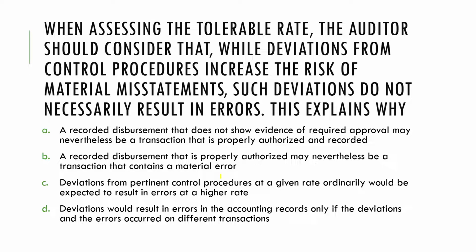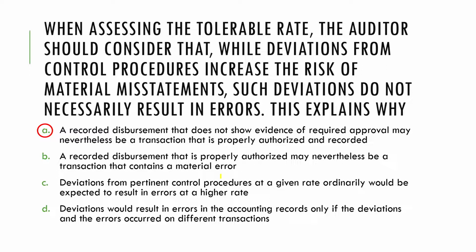It might not. So therefore, we are sure at this point it's neither Charlie nor Delta. So our choices are between alpha and bravo. Again, we are saying deviations increase the risk of misstatement, but they do not necessarily result in error. So let's look for the choice that shows a deviation but not an error. And we will see that choice in letter A. Because letter B is an example of no deviation but with misstatement. Letter A is deviation with no misstatement.